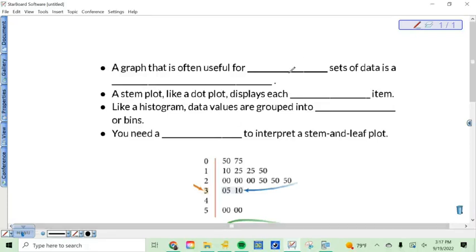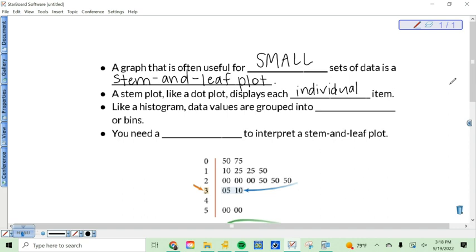Stem and leaf plot. A type of graph that's useful for small sets of data is our stem and leaf. The reason it's useful for small sets of data is because, like a dot plot, it displays each individual item. On a dot plot, we put a dot for every single data point. If we have 20 dots to make, it's not a big deal. If we have 300 dots to make, it'd be really annoying. So these are just for small sets of data.